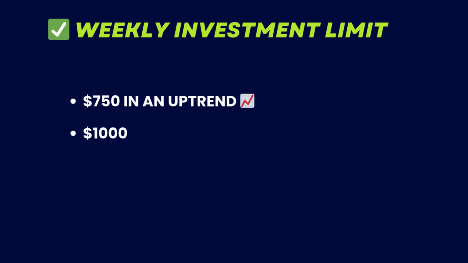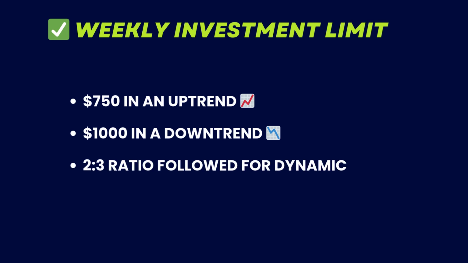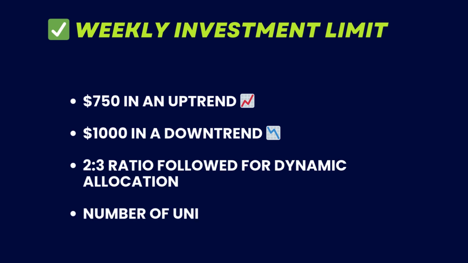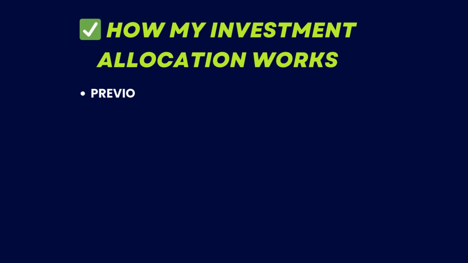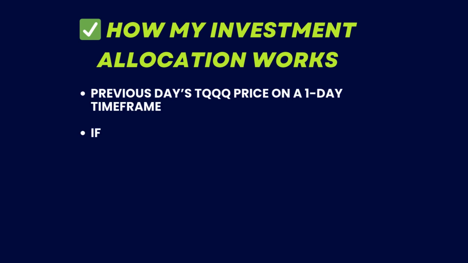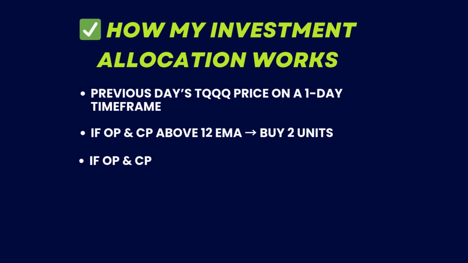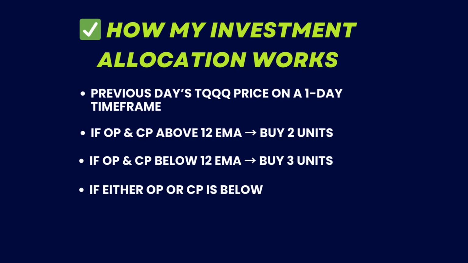I follow a fixed weekly investment limit where I invest $750 during an uptrend and $1,000 during a downtrend, following a 2:3 ratio. The number of units I buy varies based on market conditions, but I always stay within this weekly limit. To decide how many units to buy, I check the previous day's price action on the 1-day time frame. So according to these rules, if both the opening price and closing price are above the 12 EMA, I buy 2 units, and if both opening price and closing price are below the 12 EMA, or if either opening price or closing price is below the 12 EMA, I buy 3 units.